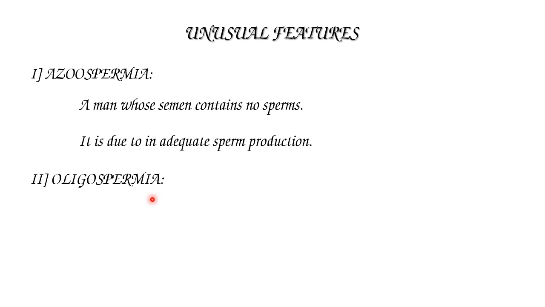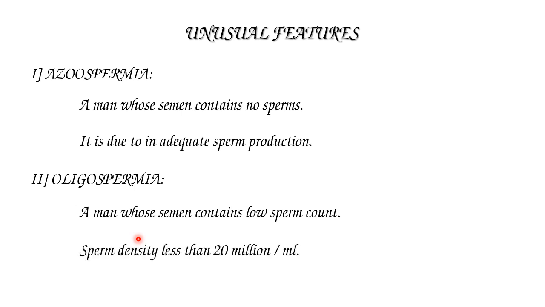Oligospermia: a man whose semen contains a low sperm count. In the previous slide we discussed that the normal sperm count is 20 to 120 million per ml. Oligospermia is nothing but low sperm count in the semen. That means the sperm density is less than 20 million per ml, then it is called oligospermia.